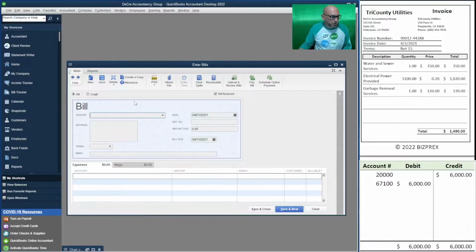Next, we have utilities. That's utilities. So here again, accounts payable is impacted. Expenses go up, that's a debit. Accounts payable goes up, that's a credit to 20,000. This is a debit to 67,600. All right.